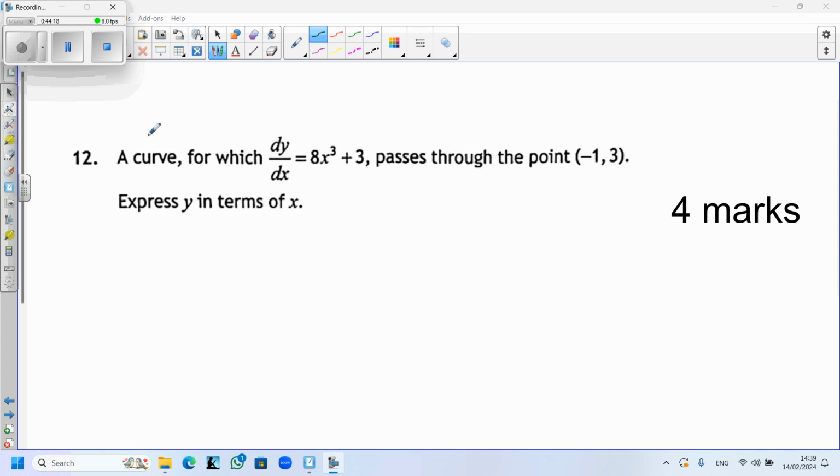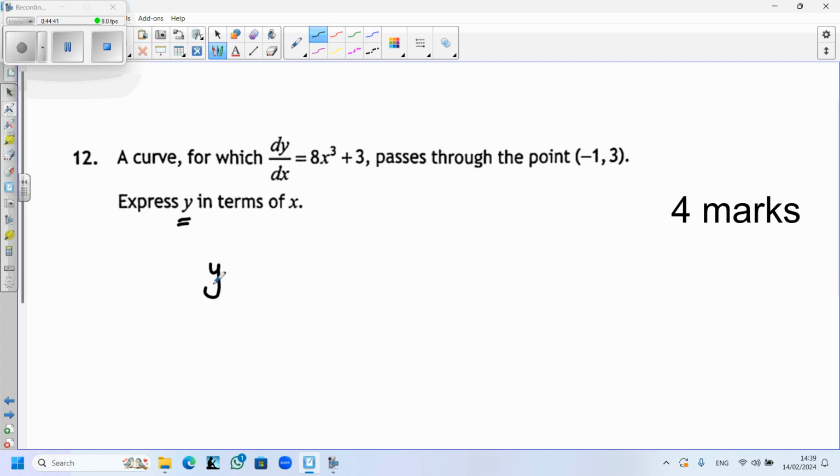Question 12 for 4 marks. It says a curve for which dy by dx is equal to 8x to the power of 3 plus 3 passes through the point negative 1, 3. Express y in terms of x. So they've given me the derivative. They want me to go back. So the opposite of doing the derivative is to take the integral.